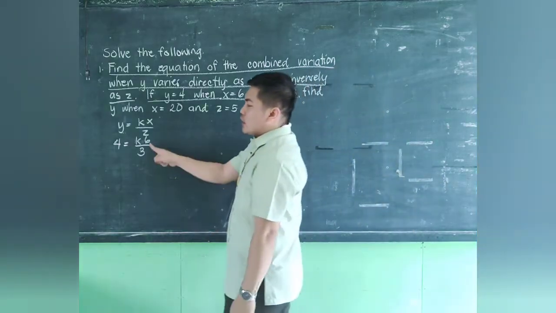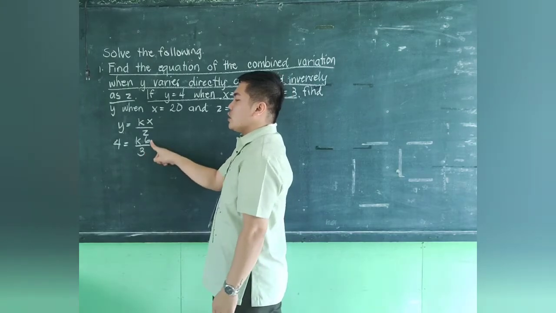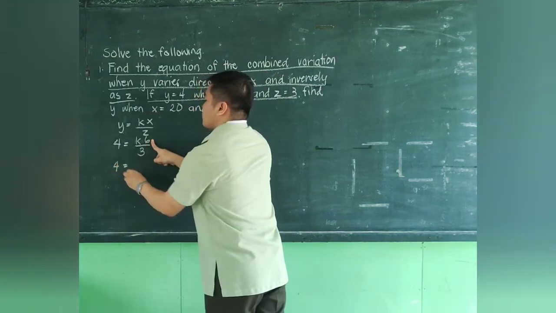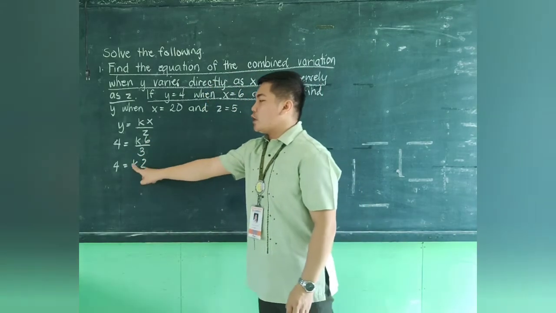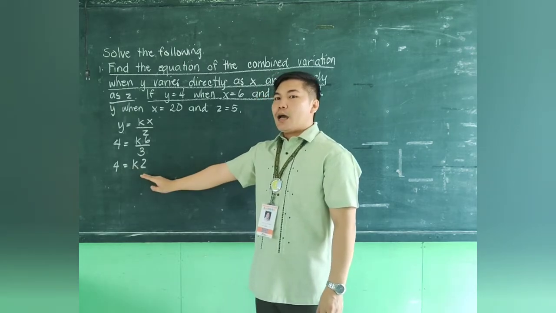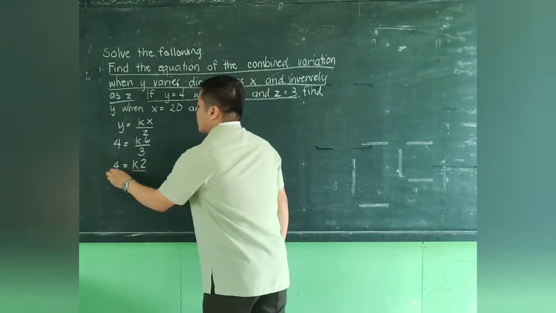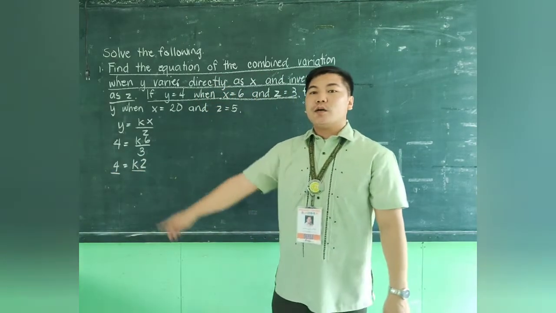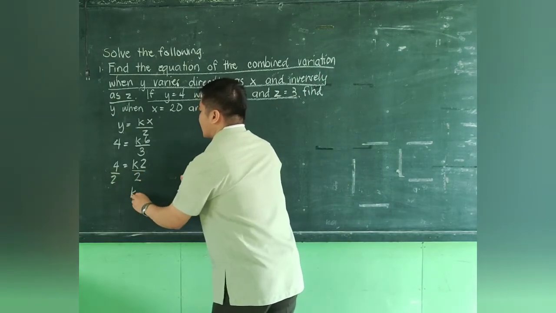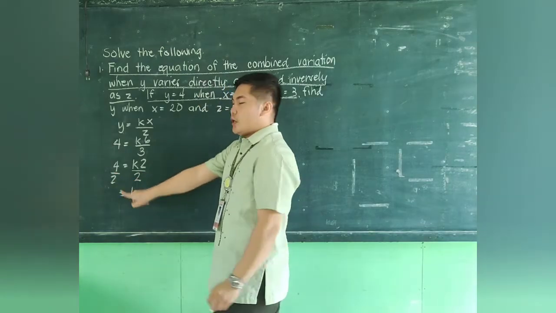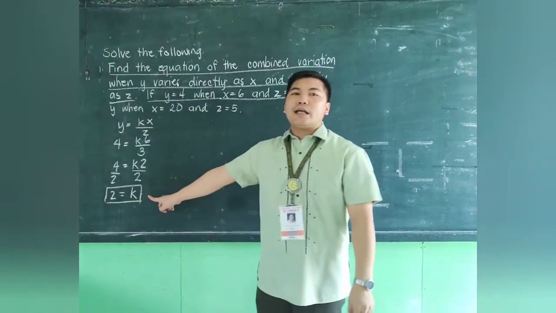So, next is, i-divide natin yung dalawang number dito sa right side. So, 6 divided 3 is 2. So, bring down natin yung 4. Then k, then yung 2. 6 divided 3. So, pwede yung 2 ay nandun sa unahan ng k. Basta sila yung dalawa magkasama. Then, para masolve natin yung value ng k, divide both sides by the number beside the constant of variation, which is k. So, divide natin by 2. Then, ang k natin will be 4 divided 2 is 2. So, ang value ng k natin ay 2.